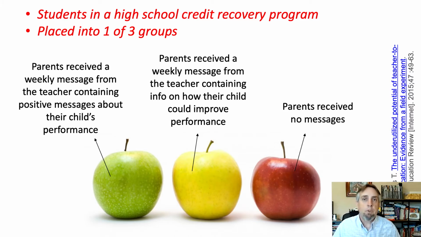They place them into one of three groups as represented by the apples. You see the first group, the parents rather, of those children received a weekly message that was something akin to a report card, a status report. Group number two, as represented by the middle apple, they received a status report plus an improvement message. What that means is they received some sort of message about how they can help their kids improve. Not only this is where your kid is, this is their status, but this is what you can do at home to help your kid do even better. And then there was a control group, of course.